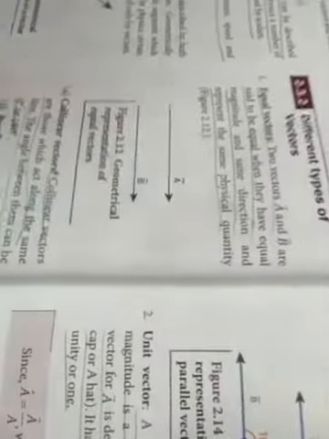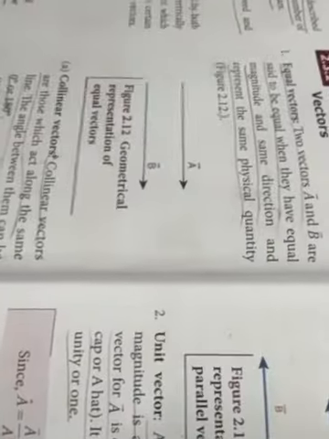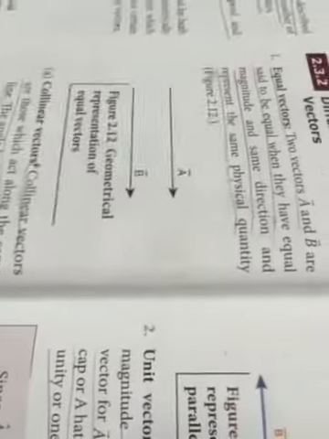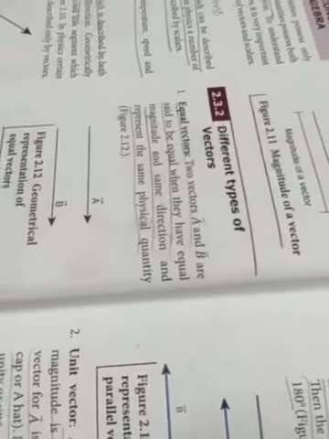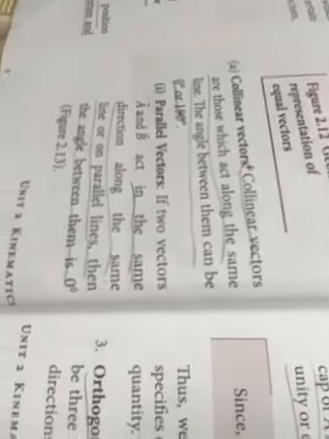Next, different types of vector. You see equal vector, collinear vector, parallel vector, anti-parallel vector, unit vector, orthogonal vector. So first we are going to discuss equal vector.